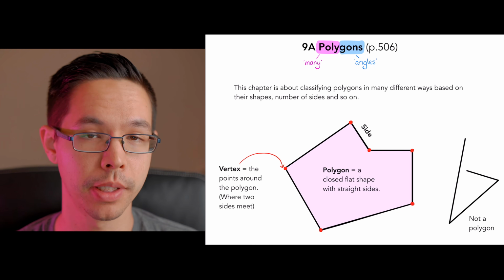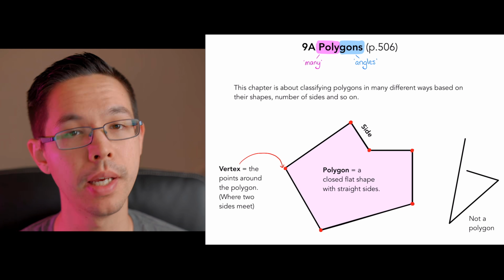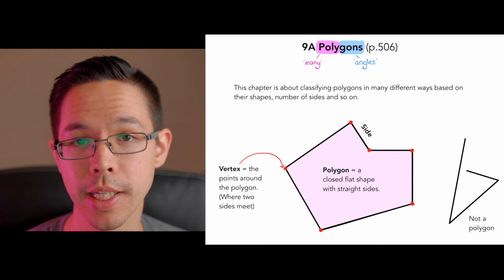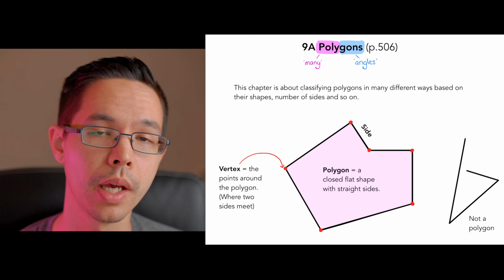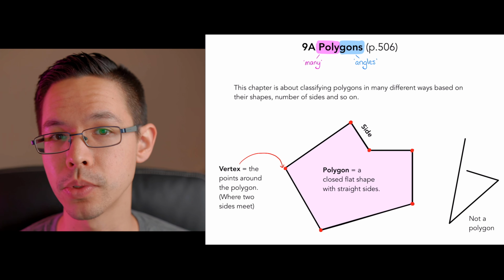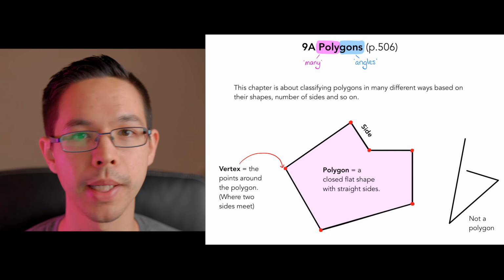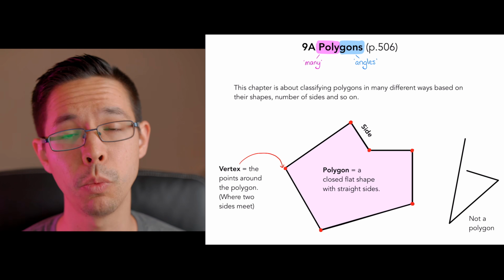So today's video is about polygons. The name polygon comes from two parts. Poly refers to many things, and gon actually gets its name from angles. So we're looking at shapes with many angles. You might be familiar with things like triangles, rectangles, pentagons, hexagons, and so forth. That's what we're looking at.